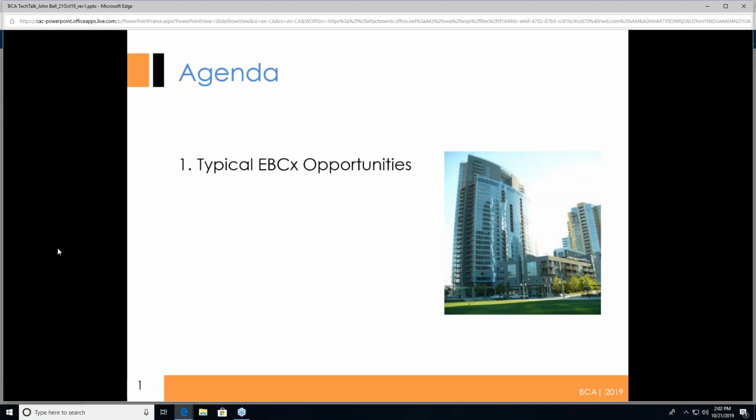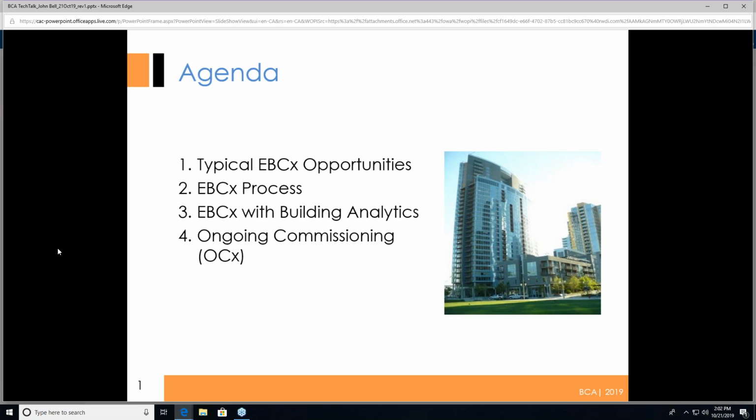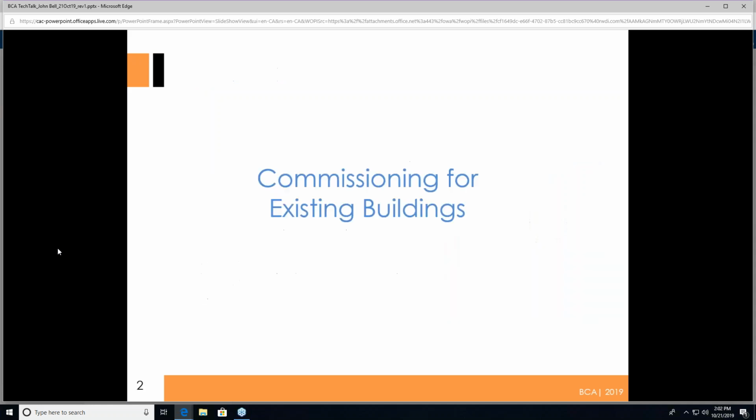So the agenda for today, we're going to go through some typical EBCX or existing building commissioning opportunities. We're going to go through the existing building commissioning process, EBCX with building analytics, and how we're going to separate both of those, and of course some ideas on how to build a scope of work, or what that means in including analytics on your project. Ongoing commissioning with analytics, right? Now this provides us additional opportunities. And then a case study, okay?